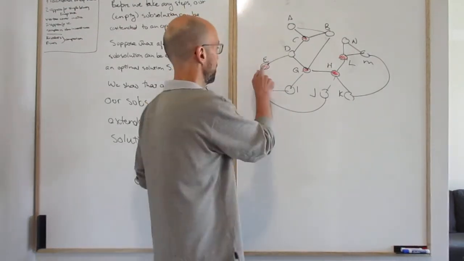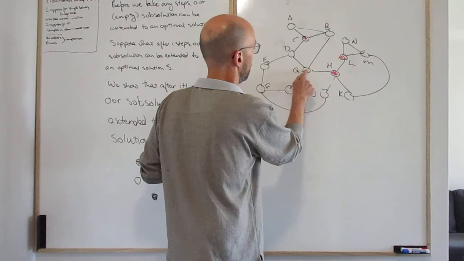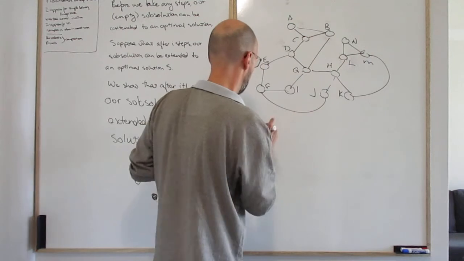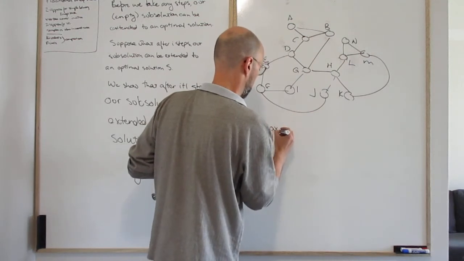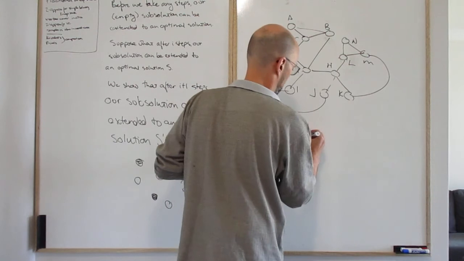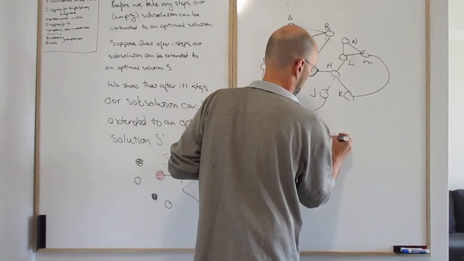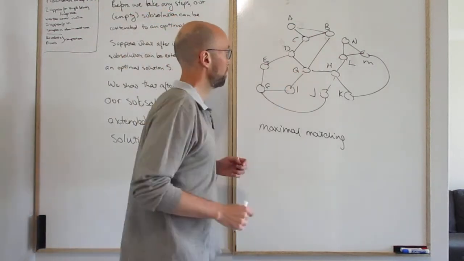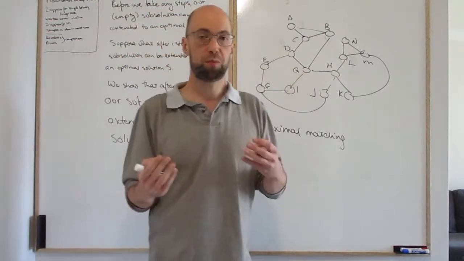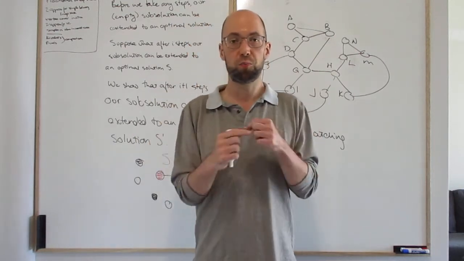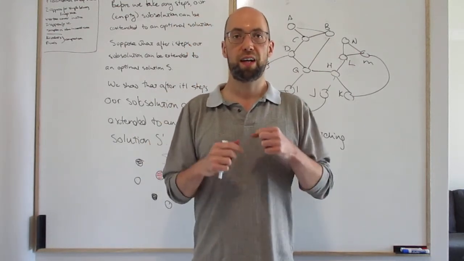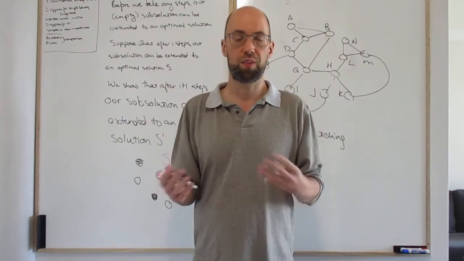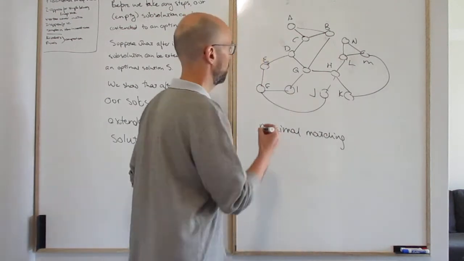Which means a matching is a subset of edges. So we're going to find a maximal matching. A matching is a subset of edges such that no vertex touches more than one of those edges. And it's maximal if we can't make it bigger, or we cannot add to it without breaking it being a matching.